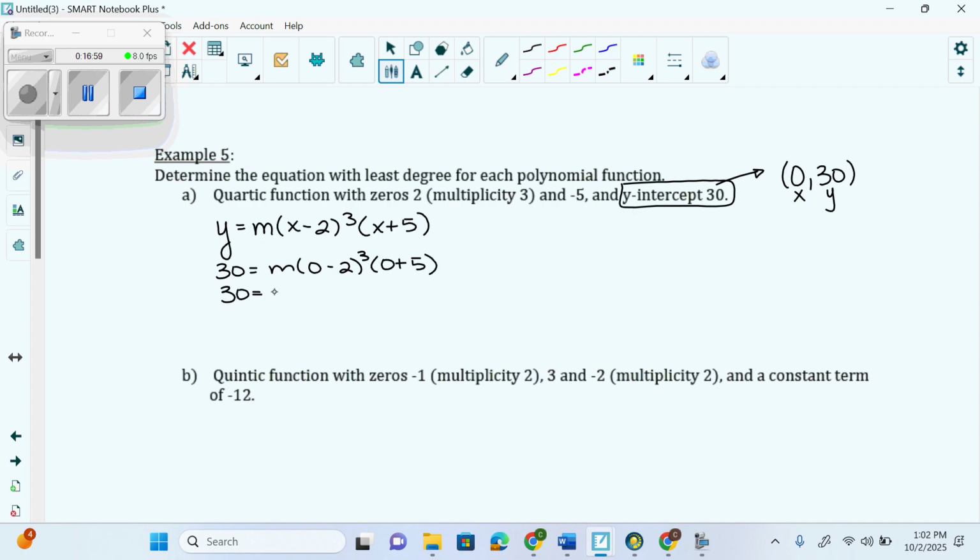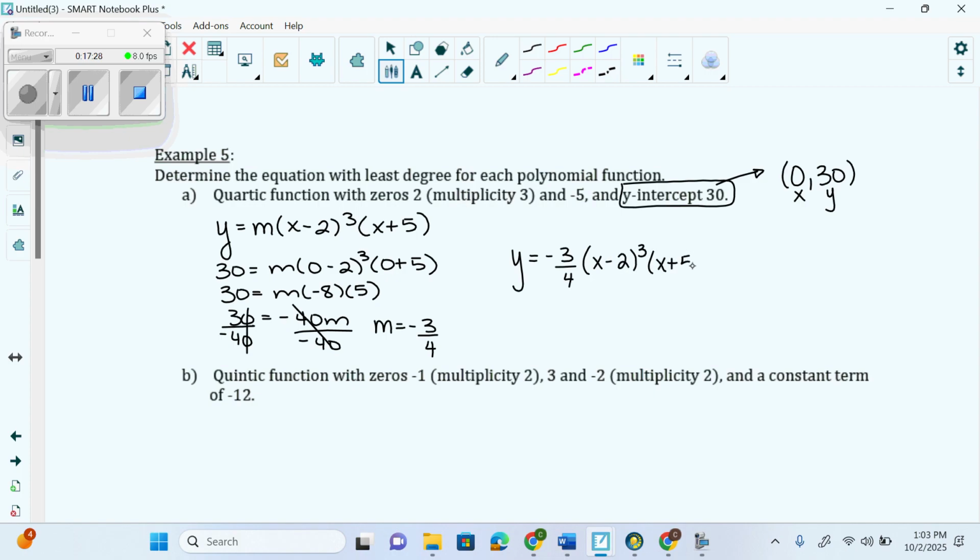30 equals m times negative 8 times 5. So I get 30 equals negative 40m. Divide by negative 40. M equals negative 3/4. So we get y equals negative 3/4 (x minus 2) cubed (x plus 5). Now guys, that is in factored form, correct? It shows the factors of it. Do we agree?